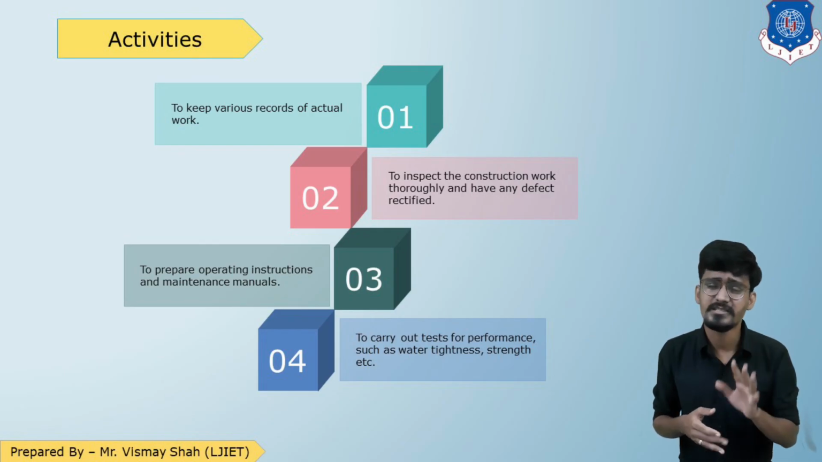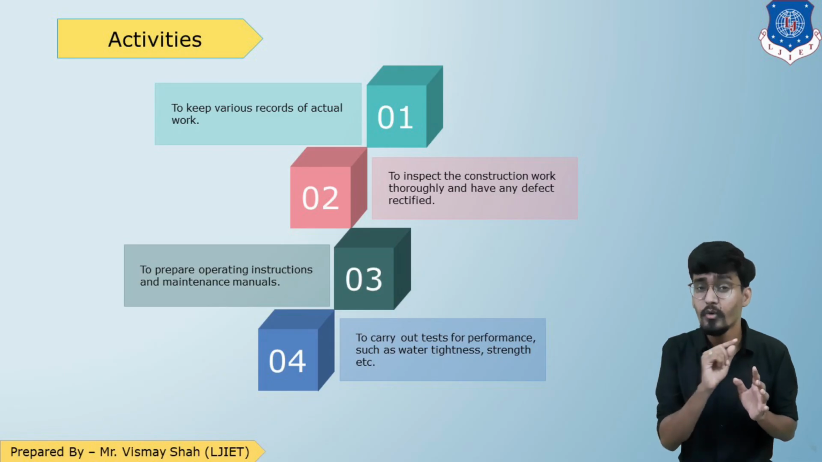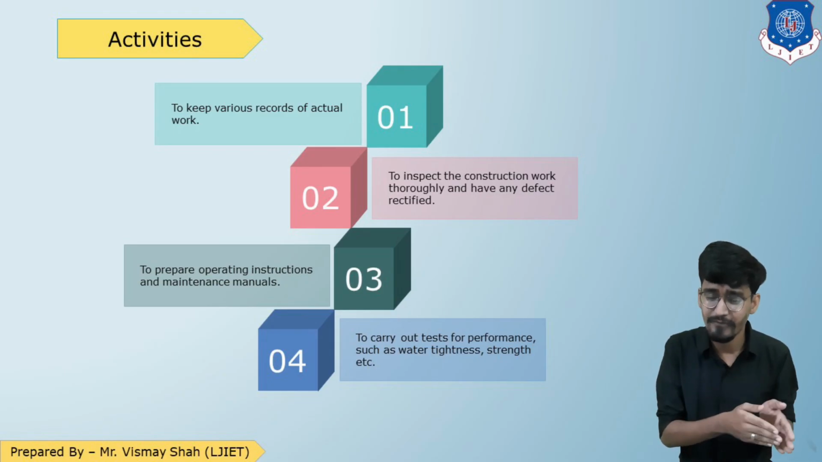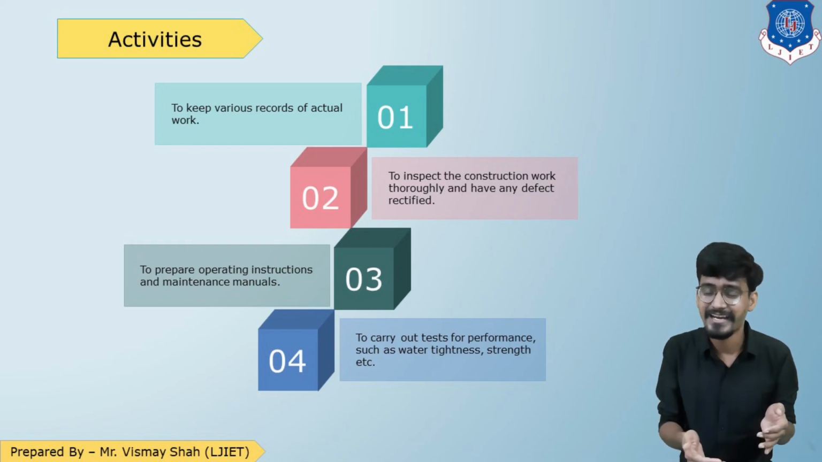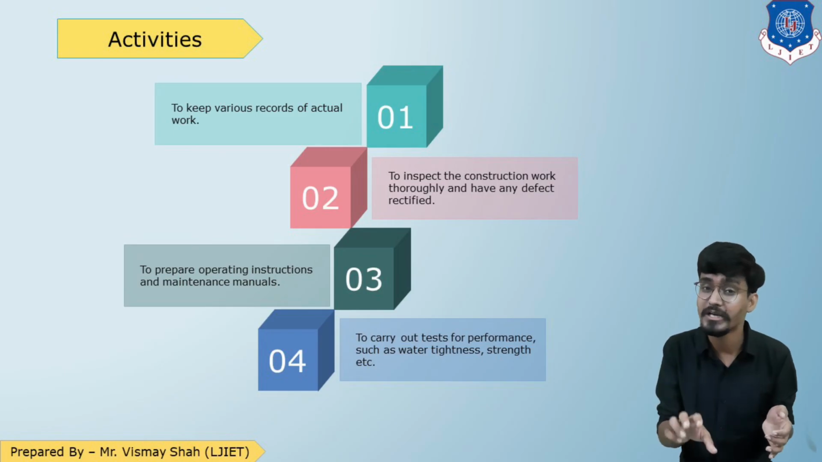So there are 5 stages of construction: briefing, designing, tendering, construction, and then commissioning. You have to follow them in that order only, because in a real-time project the briefing is done first, then the designing or planning, then the tendering, then the construction, and the last is commissioning. So you have to remember them in that order only.